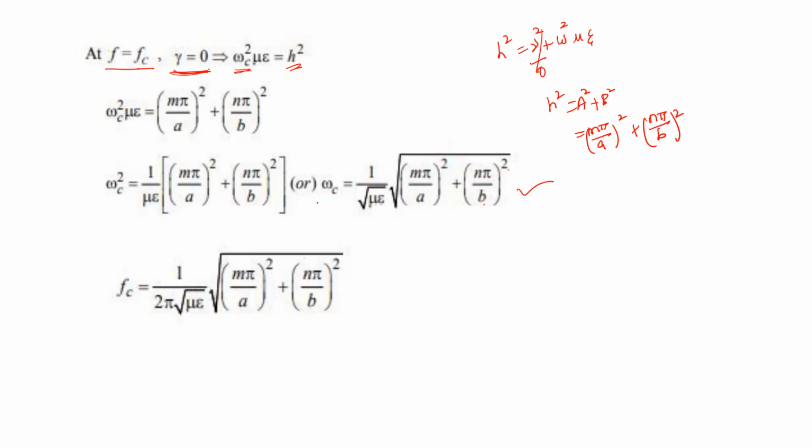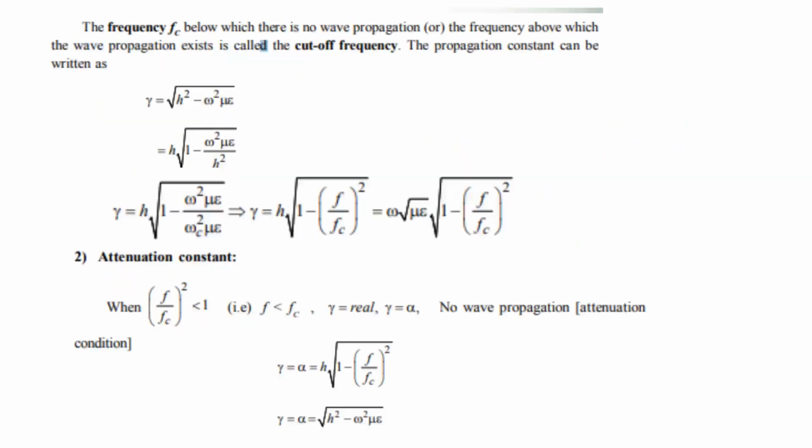It can also be written in terms of fc. So fc is equal to, we know omega c is 2 pi fc. So fc becomes 1 by 2 pi root of mu epsilon, root of m pi by a the whole square plus n pi by b the whole square. Now this is the value of cutoff frequency, and this occurs when gamma becomes equal to 0 at f equal to fc.